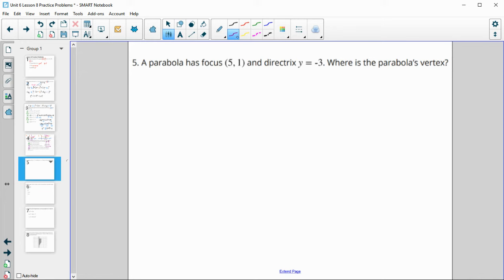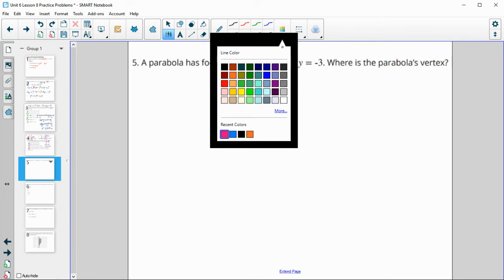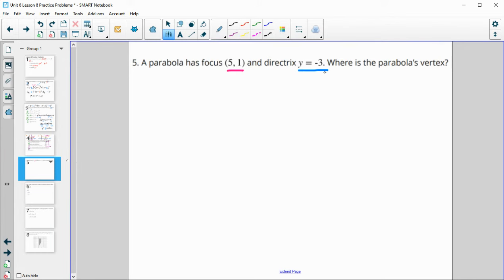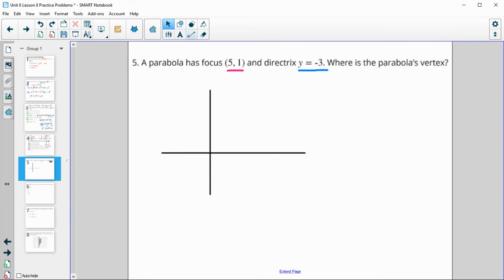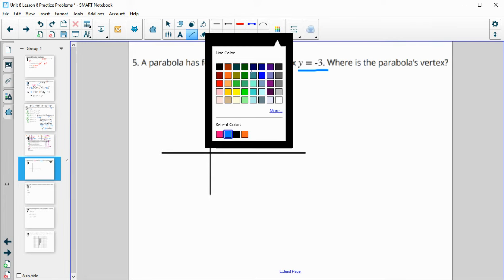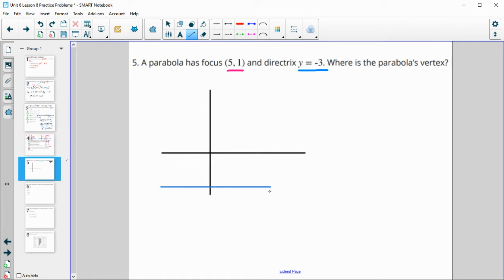Number 5, parabola A has a focus of 5,1, and a directrix of y equals -3. What's the vertex? So remember, the vertex is directly between the focus and the directrix. So let's just draw a quick sketch here. So the directrix is down at y equals -3. And the focus is at 5,1.